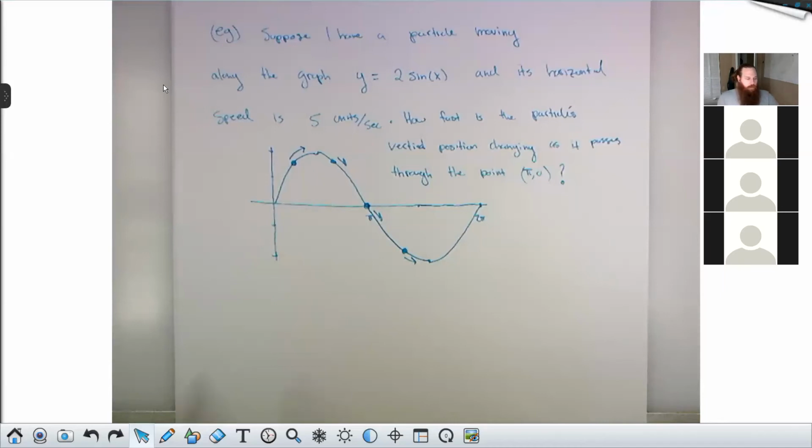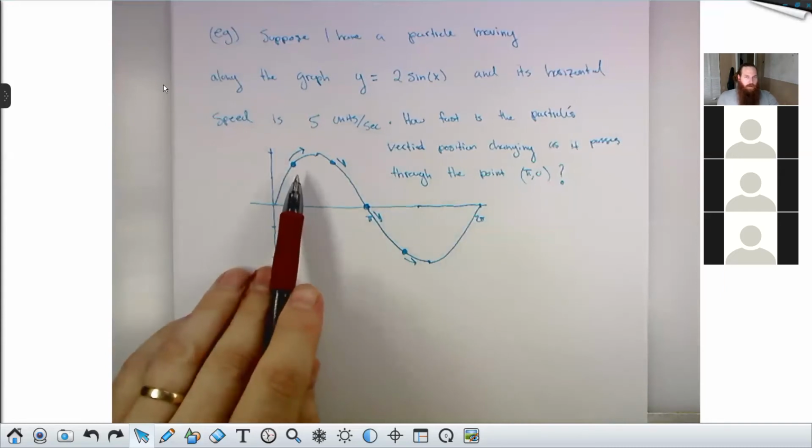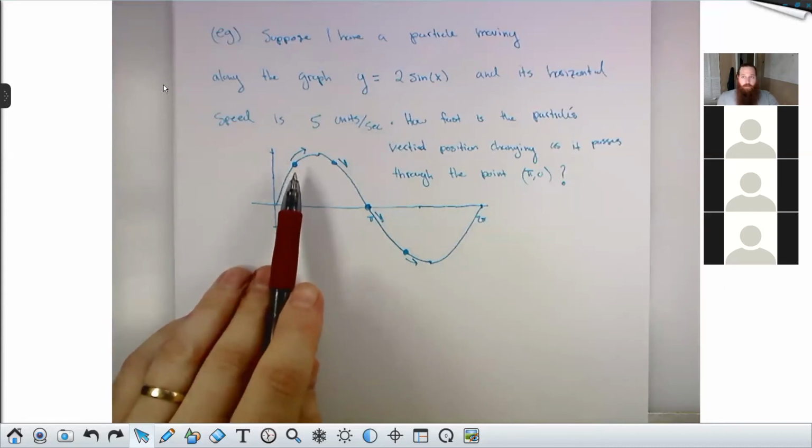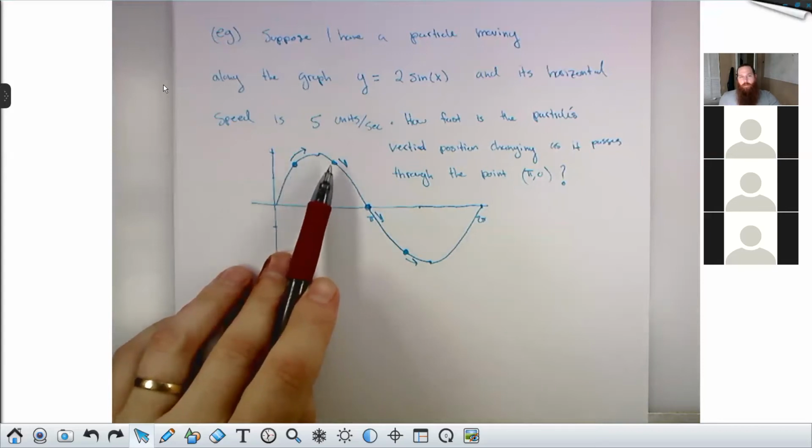So early on, the particle's going up. If I were to look right here at this moment, I know that the particle's vertical position is going up. It's increasing, so I would expect that the thing I'm looking for, the rate of change, would be positive here. If I were to look at this moment, I would expect the rate of change I'm asking for to be negative because the vertical position is going down.